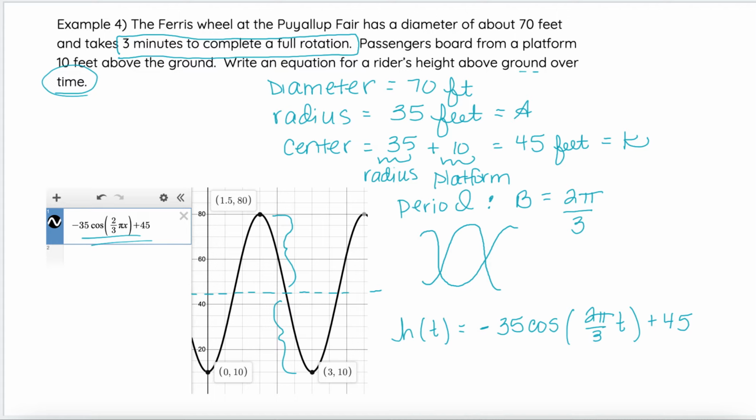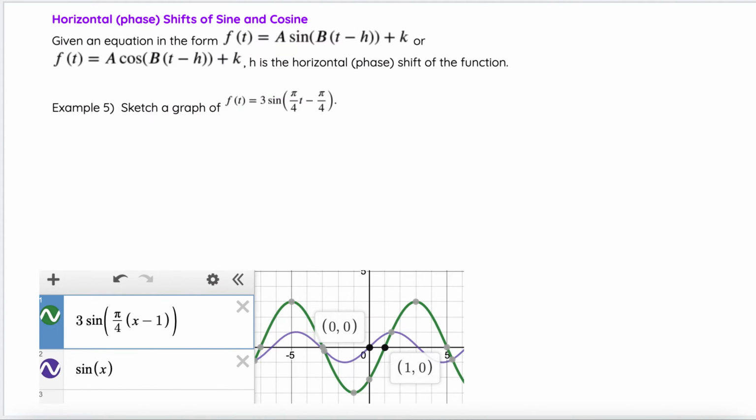All right, so we've talked so far about examples of vertical shifting. We've talked about vertical stretching for A and horizontal stretching for B. But we haven't talked about what if we want to shift our graph left and right. So that's the last phase shift we have to look at, shifting left or right on the graph itself.